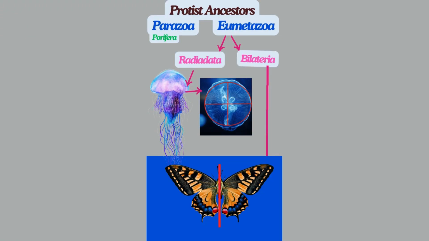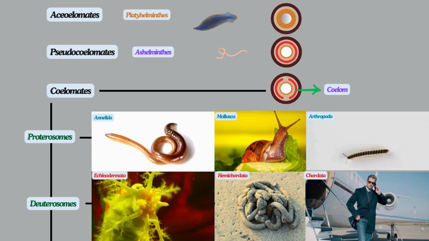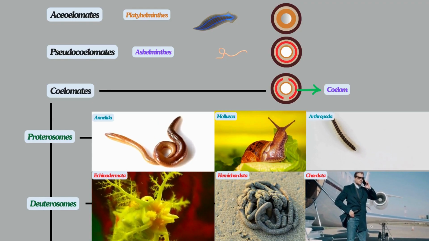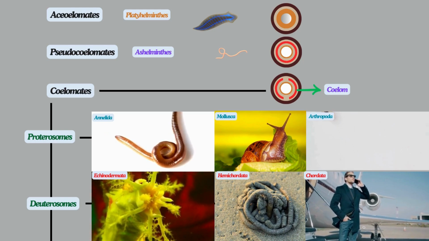It has two grades. Radiata has a radial symmetry, where the body is arranged around a central axis. The second grade is Bilateria, with a bilateral symmetry, where the body has a right and left side that are mirror images of each other. The animals are more complex and divided into Acoelomata, with the animals that lack a body cavity or coelom.